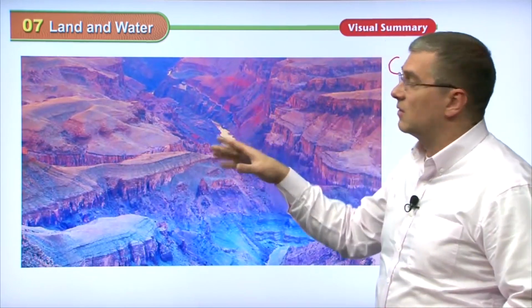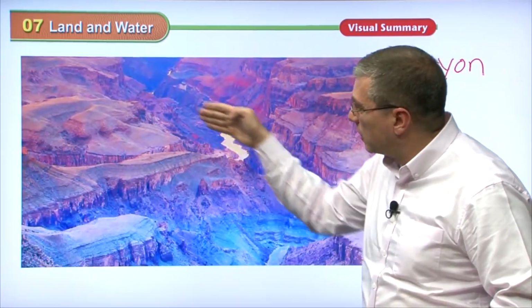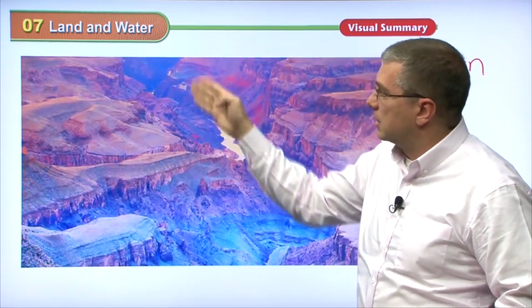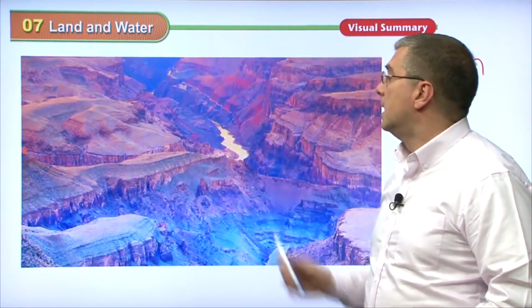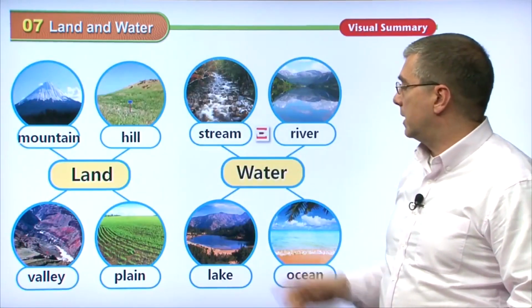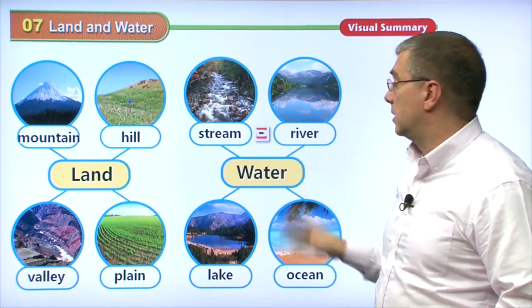But canyons are kind of a special type of valley, especially you find them in the desert where the river, the water has cut the land and left a lot of cliffs. Okay, let's move on. Okay, now we're talking about different types of water features on the land.